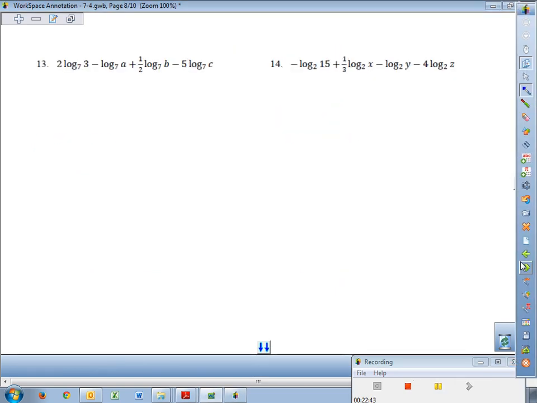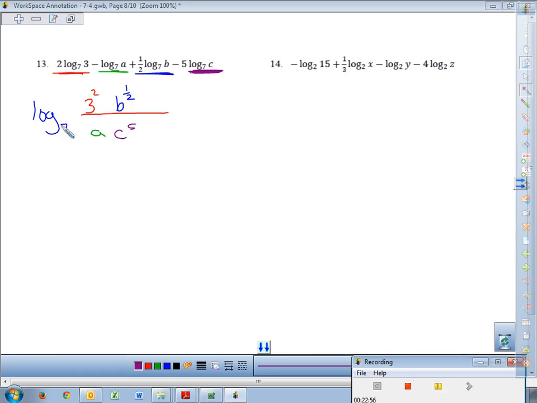Two more. Try number 13. We'll see how we do. Okay? One thing at a time. Are the logs all the same base, first of all? So here's where everything went. This guy's upstairs. 2 comes up. This guy's downstairs because of the minus. Had no exponent. This guy's upstairs. Exponent of 1/2. This guy's downstairs because of the minus.